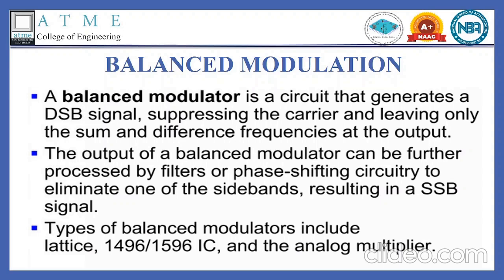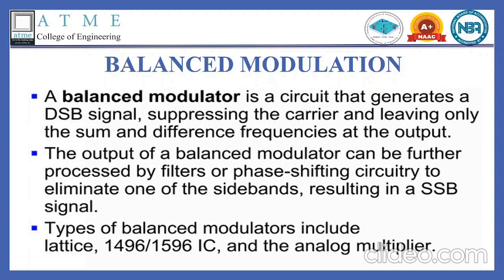A balance modulator is a circuit that generates a DSB signal, suppressing the carrier and leaving only the sum and difference frequencies at the output. The output of the balance modulator can be further processed by filters or phase shifting circuitry to eliminate one of the sidebands, resulting in an SSB signal. DSBSC signal is double sideband suppressed carrier signal, and SSB is single sideband suppressed carrier signal.